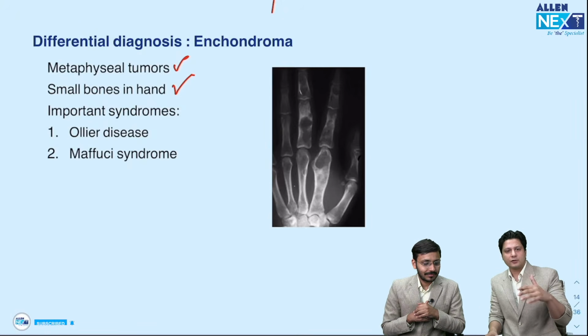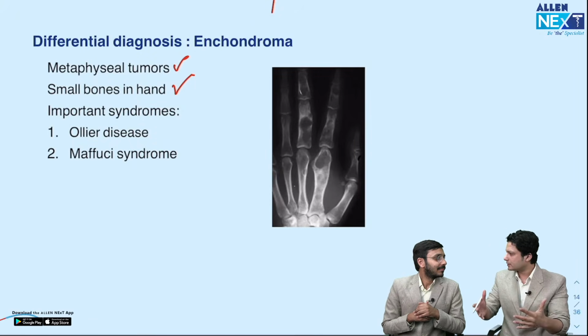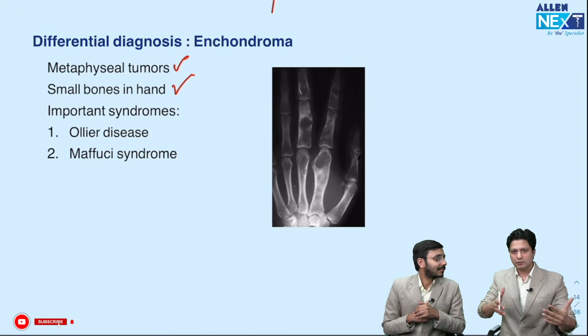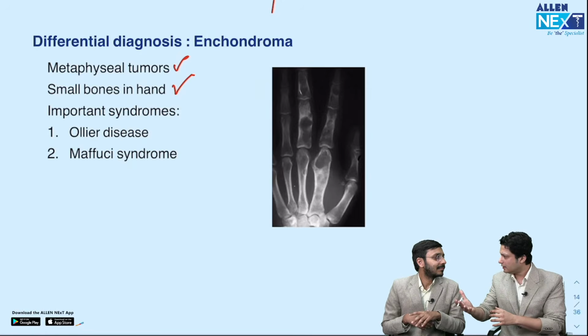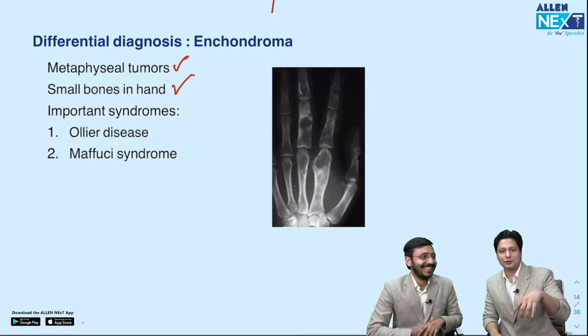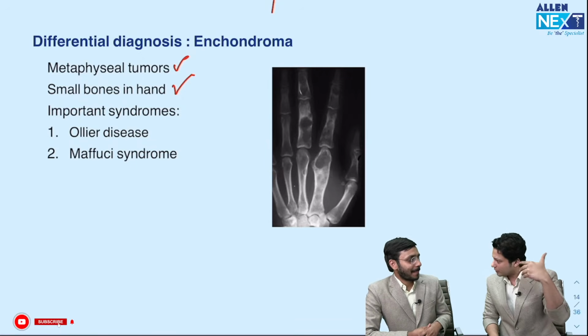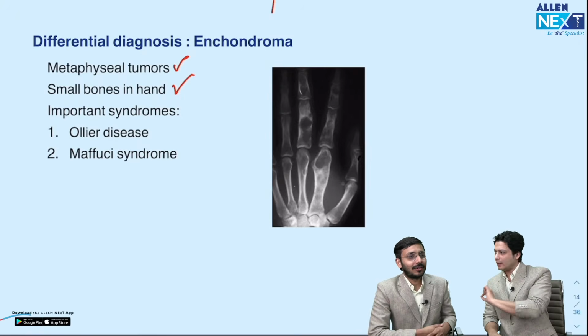This question was asked in 2017 with the language, most common tumor of the hand, and the majority of students marked the answer as enchondroma, although the question was non-specifically asking what is the most common tumor of the hand. Squamous cell carcinoma was the answer for that question. So read the language of the question carefully. For the most common tumor of the small bones in the hand, the answer would have been enchondroma.